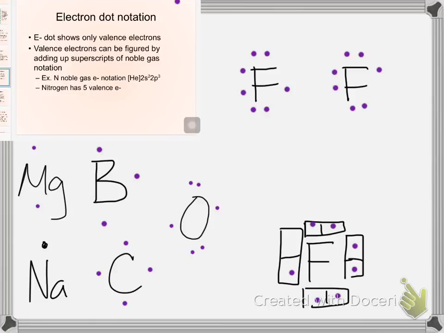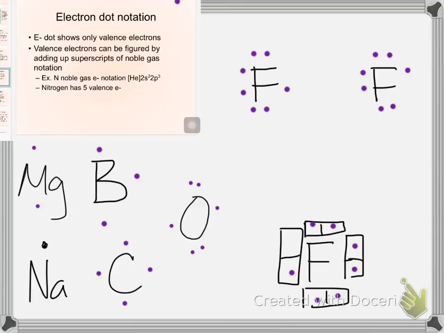Good. Okay, so here I am showing you two fluorine atoms. Here's the neat thing about Lewis dots. We can show covalent bonding with Lewis dots. What is covalent bonding by definition? What are they doing? Sharing electrons. They're sharing a pair of electrons. They feel like they've got a full pair.